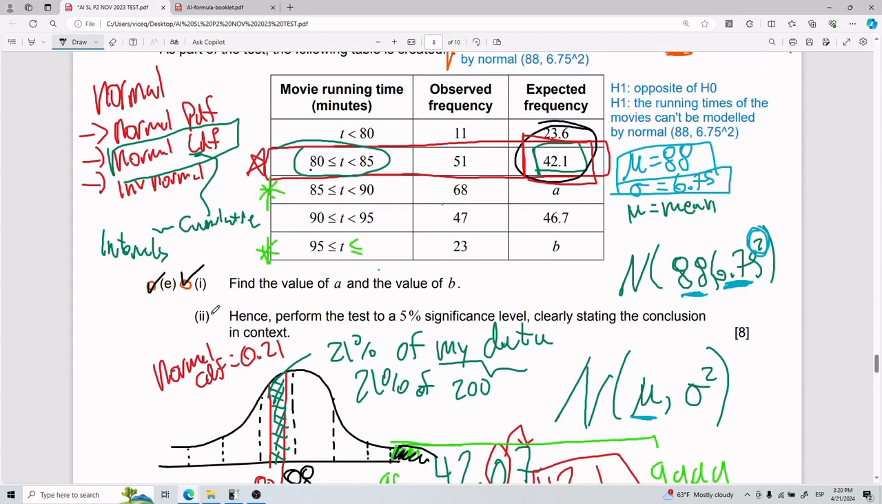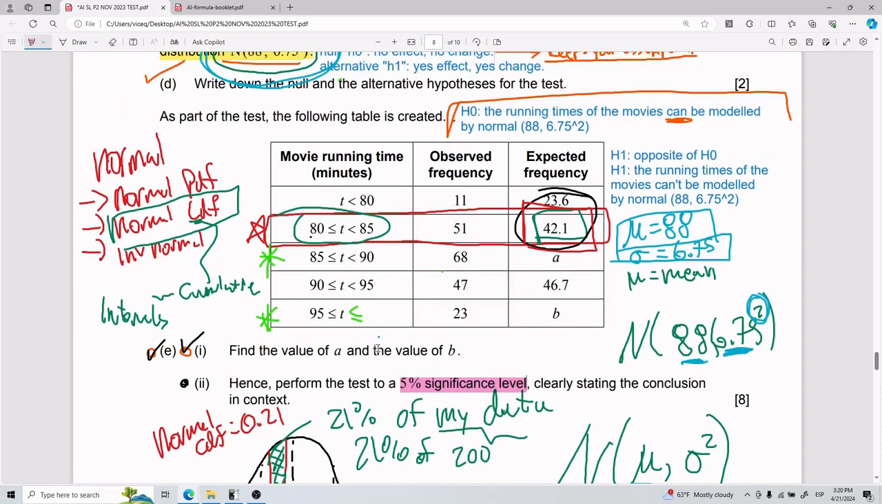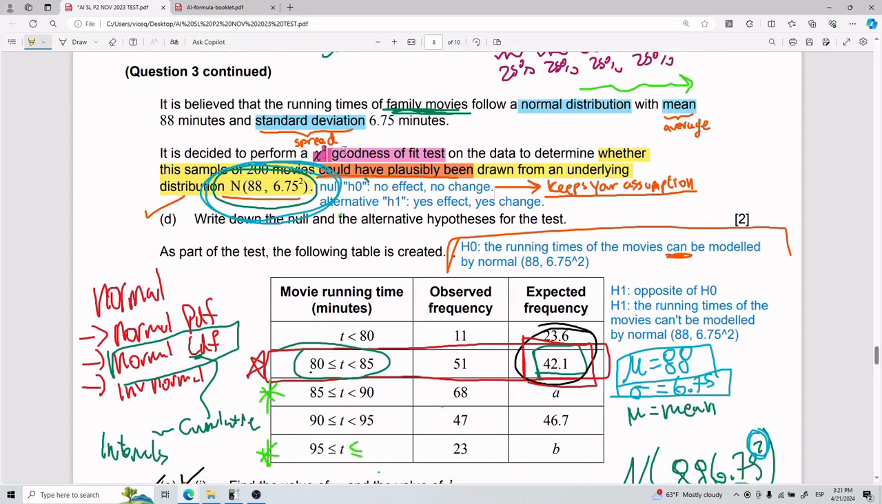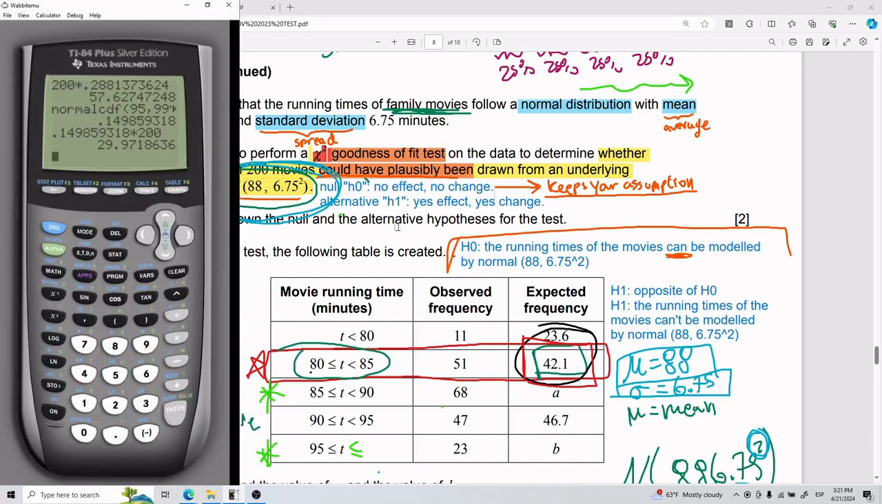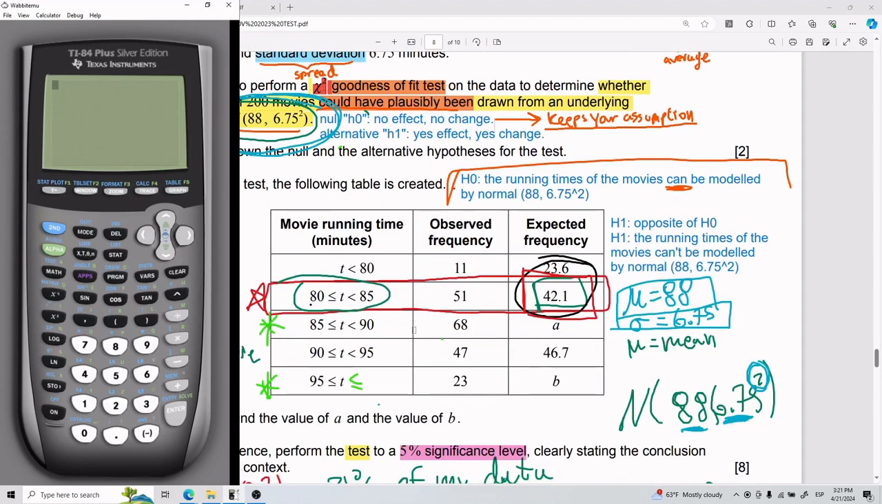Now for part E, double I, we need to perform the test at a 5% significance level and clearly state the conclusion in context. Now, which test are we doing? There was a buzzword way earlier that I didn't talk about much, which said chi-squared goodness of fit. And so right now, I need to open up my calculator and find chi-squared goodness of fit, see what it asks for, plug in, and solve from there, okay?